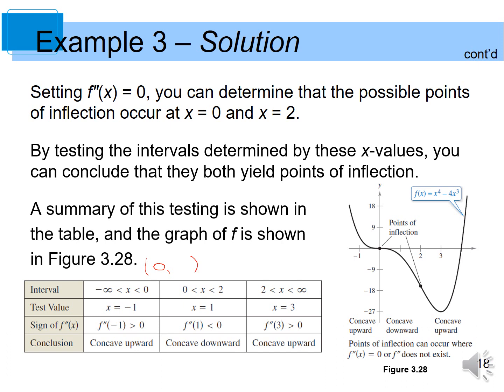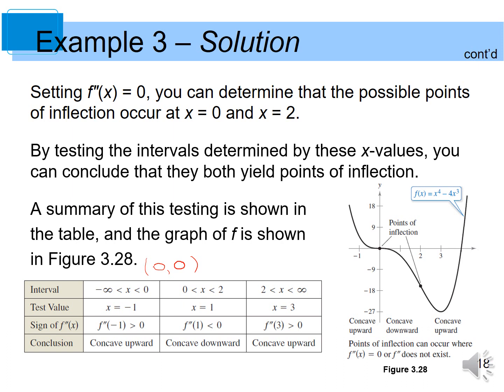Recall the definition of points of inflection. The concavity changes from concave upward to concave downward. So this point is a point of inflection. To get the y value, substitute 0 into the original function. This is the original function. So when x equals 0, y equals 0.